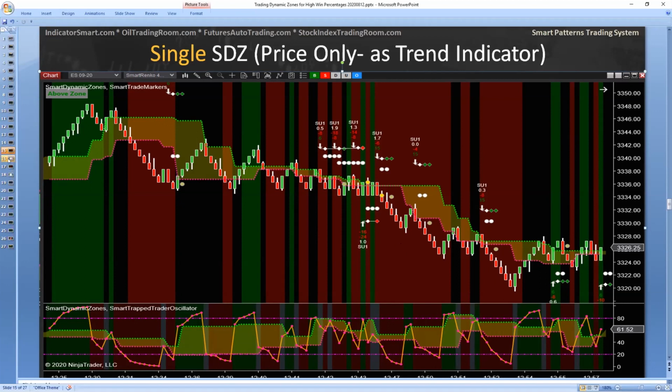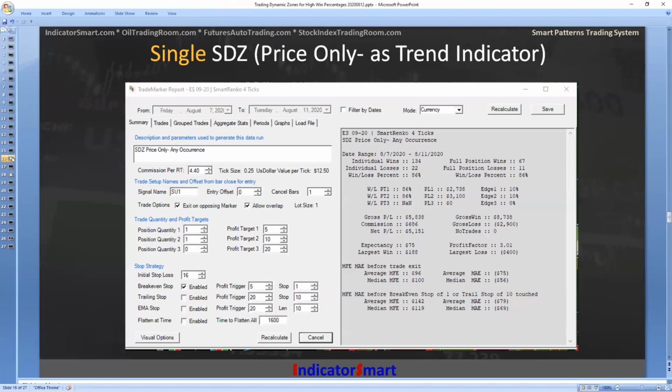So I tested like 5 days of this. I already know this works, okay? I tested 5 days of this, and smart dynamic zone on price only, any occurrence, 134 in the sample, 86% with a five tick break even. This has an edge of about 10%. It beats break even by 10%, which is actually pretty good.